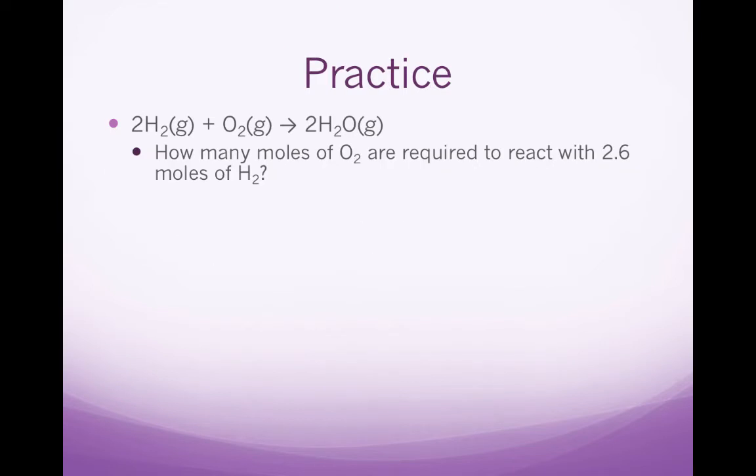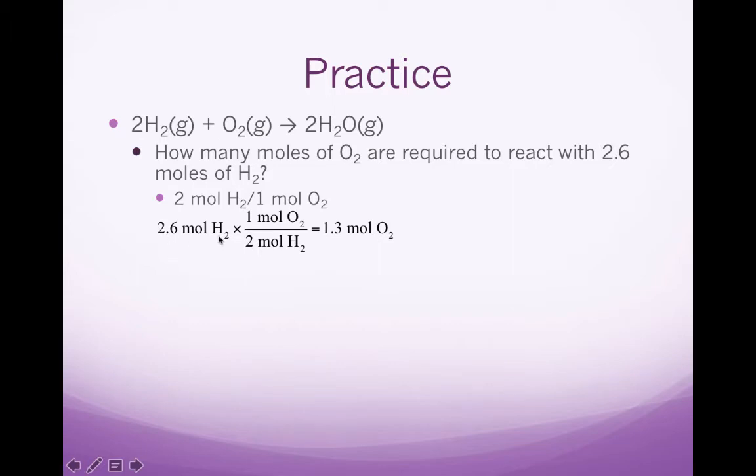So here's some more practice problems. If we have 2H2 plus O2 yields 2H2O, how many moles of oxygen are required to react with 2.6 moles of hydrogen? Well, I know from my balanced chemical equation that for every 2 moles of hydrogen, there's 1 mole of oxygen. So I start with what I know, 2.6 moles of hydrogen. Then I multiply it by 1 mole of oxygen over 2 moles of hydrogen. And I get 1.3 moles of oxygen. Again, this 1 and this 2 just come from the molar coefficients in my balanced chemical equation.